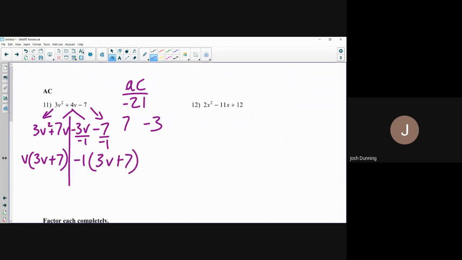Now again, if you put the 3v first before the 7v when you split the middle up, it will look different, and your answer will be swapped in order, but it still should be the same. Pull that 3v plus 7 out. You're left with v minus 1.